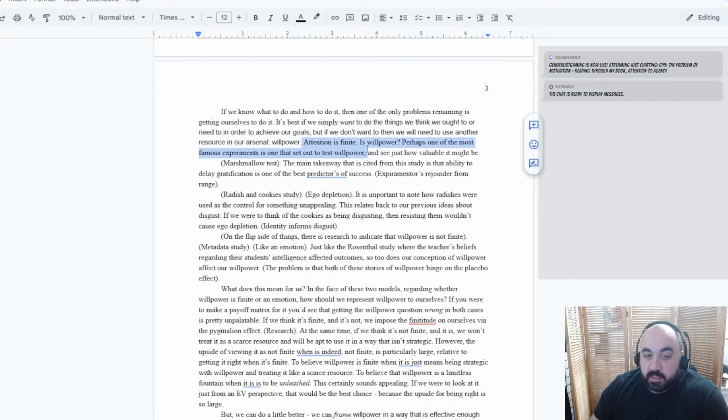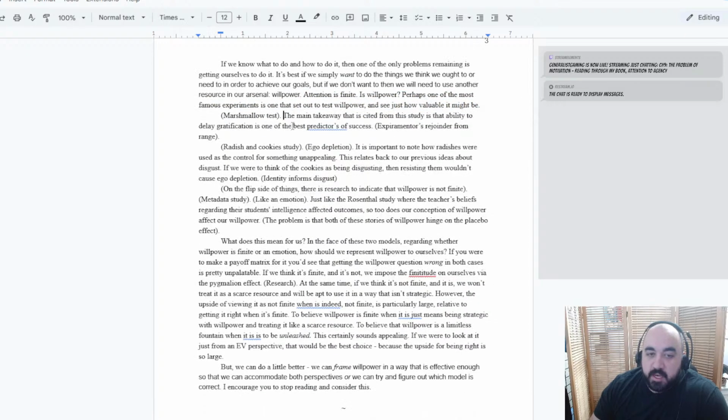Perhaps one of the most famous experiments that set out to test willpower, and we will see just how valuable it would be, is the marshmallow test. This marshmallow test also has some problems that we've discovered, although I think we might have been aware of the problems, so we might talk about it.